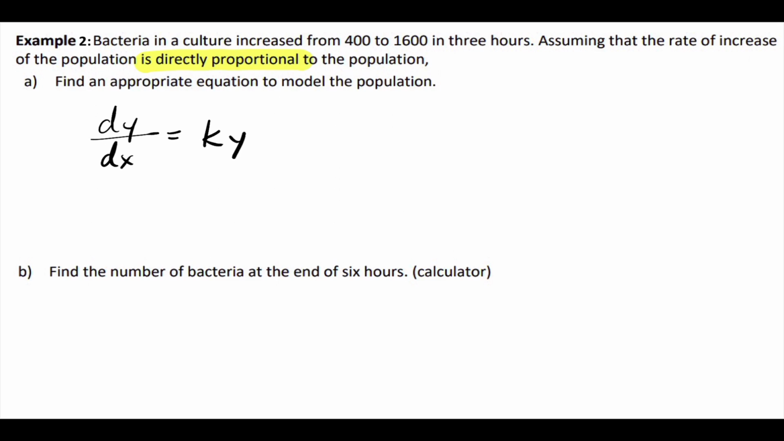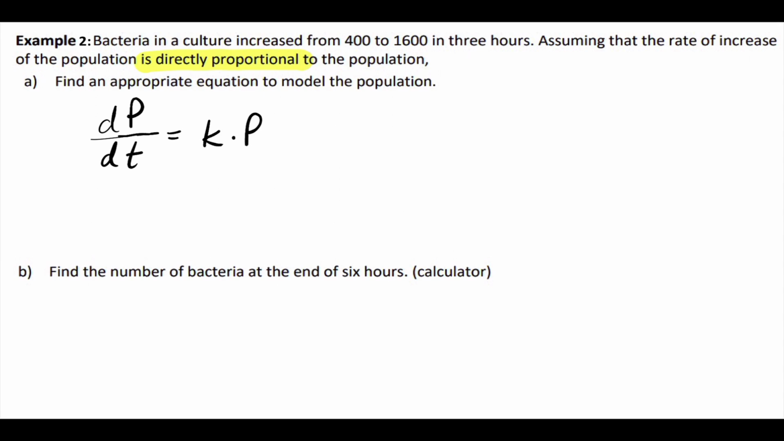So instead of y, what did we say we're going to choose? Instead of using y, we're going to say population, okay? So instead of y, I'm going to use a capital P for population. And then what did we say for x? Instead of x, we're going to use time. Okay, that's what I want you to write.